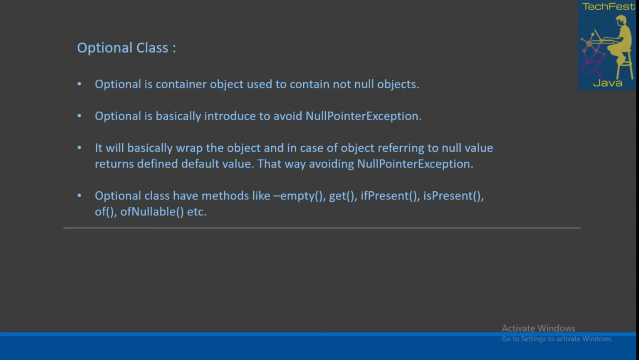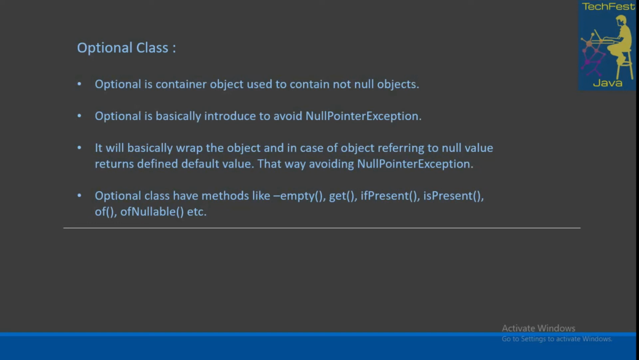Now the next feature they have introduced is the Optional class. In real-time programming, we have seen a lot of places where, due to either a programmer fault or because the value being fetched for that particular object field is not available, we get a null pointer exception, which is quite a bad programming practice. To overcome such issues, they provided the Optional class, which is a container of objects used to contain not-null objects.